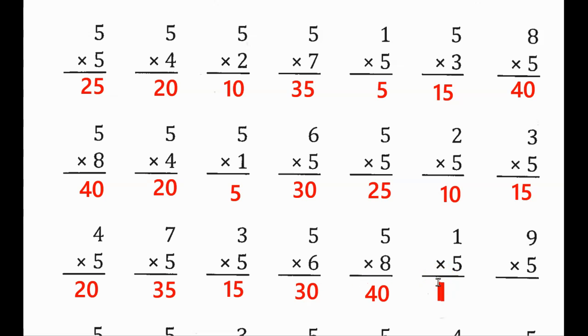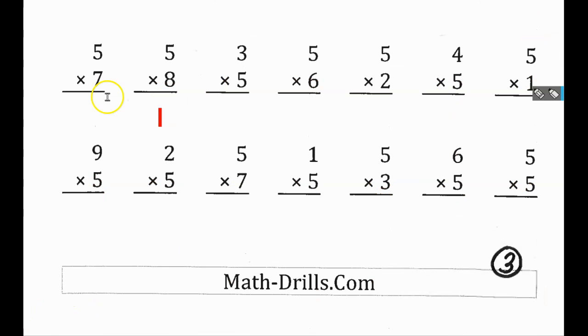1 times 5? 5. 9 times 5? 45. Not 100. That's 20 times 5 is 100. But 9 times 5? I'm just counting by 5s, right? 45. Okay, 5 times 7 though. It's 35. 9 times 5 is 45. So this is 35. 5 times 8? 40.